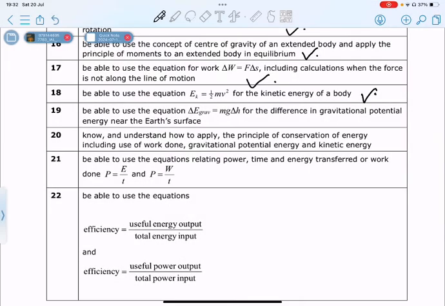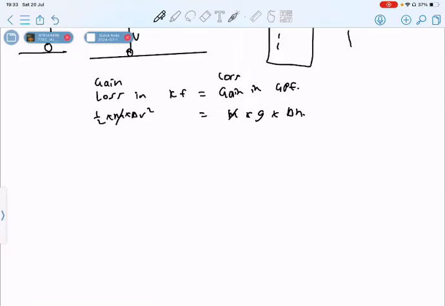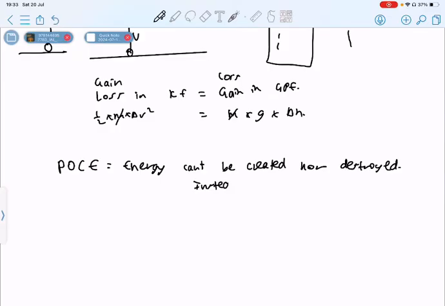That's what GPE is. Know and understand how to apply the principle of conservation of energy, including use of work done, GPE, and kinetic energy. Okay, the principle of conservation of energy, we can just write it in short form. It states that energy can't be created nor destroyed, but it is transferred from one body to another body.